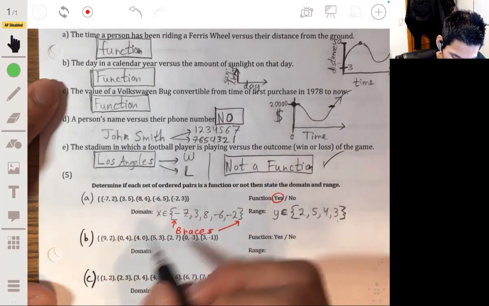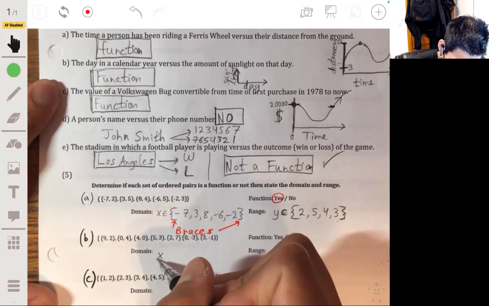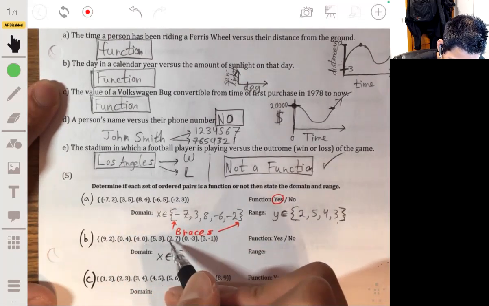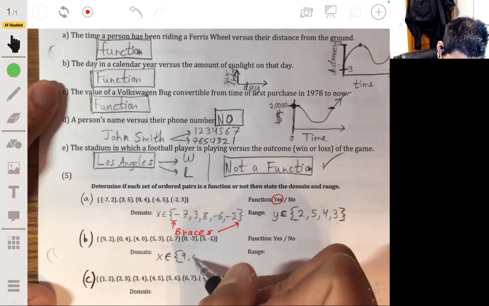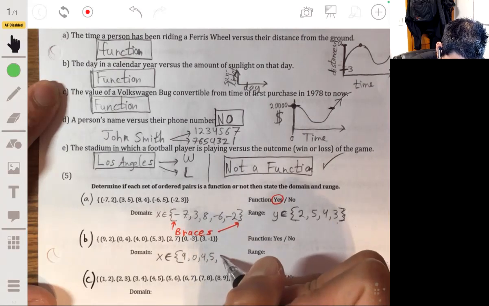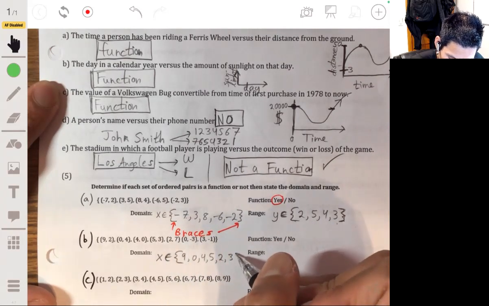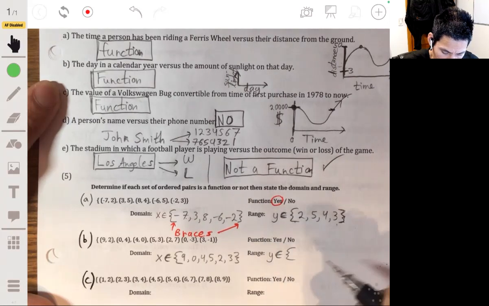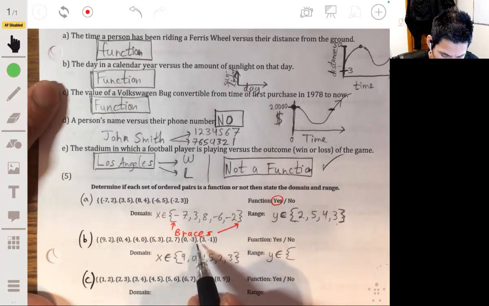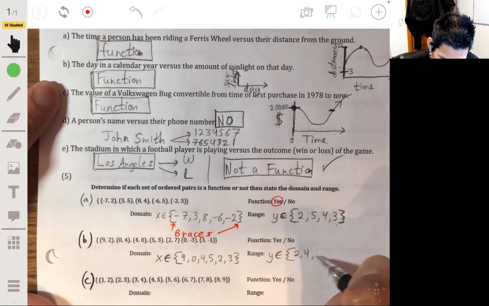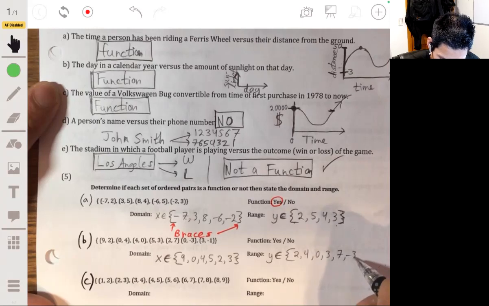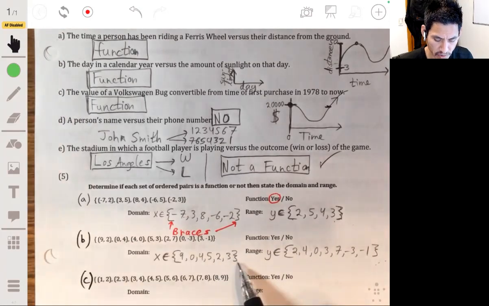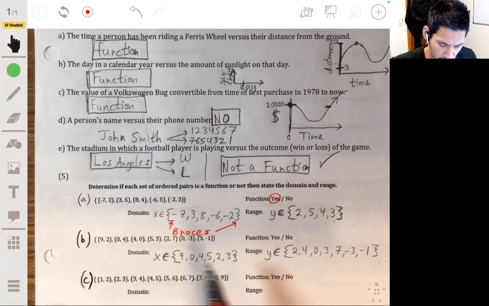All right, B, the domain, x values again. And use the braces, put them in the set notation. So 9, 0, 4, 5, 2, 0, 3. And we don't need to repeat the 0 because we already have it. And the range are the y values. 2, 4, 0, 3, 7, -3, -1. And again, we use the braces for this. And then we see if it's a function.